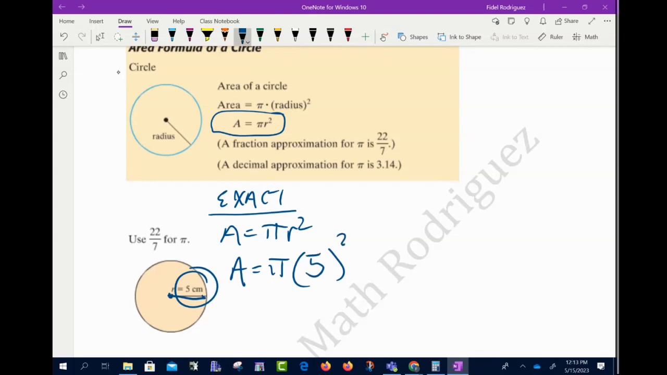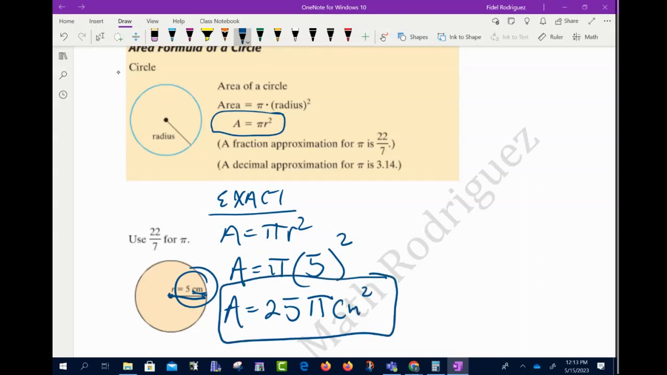Y'all, remember on Friday, one of the first things we did was order of operations. Do we have any exponents here? What's 5 when you square it? 25. Good. I'm so glad y'all didn't say 10. Look, 25 pi, right? Now, y'all, what was my units here? Centimeters, right? But because I'm doing area, it's going to be centimeters what? Squared.